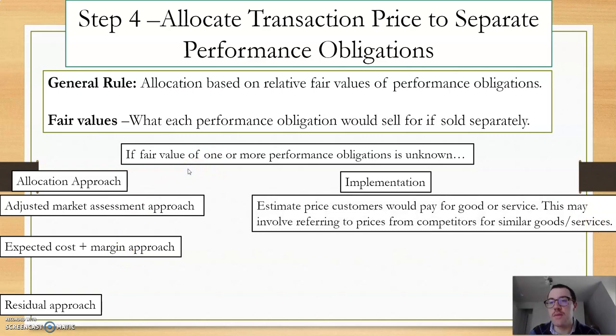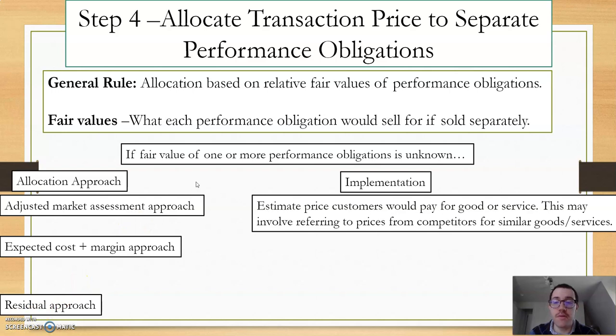So in the adjusted market assessment approach, you estimate the price customers would pay for the goods or services. And this involves just referring to prices from competitors for similar goods or services. So as you can imagine, that is the best thing you could do. The FASB considers it the best thing you could do if you don't know the fair value of one or more of your performance obligations. Simply refer to the price of competitors charging for it.